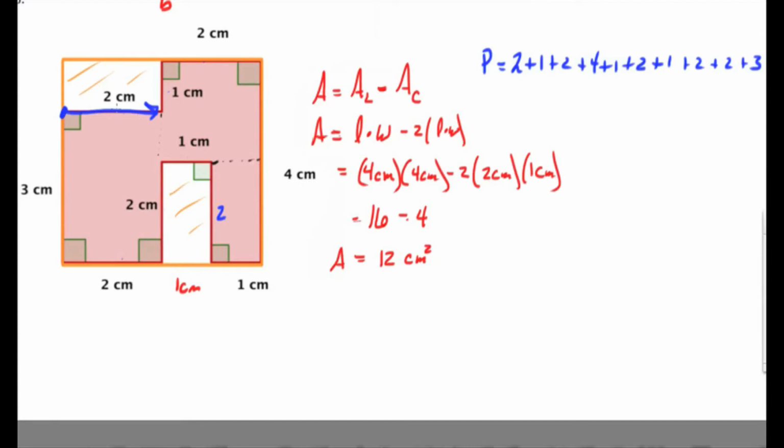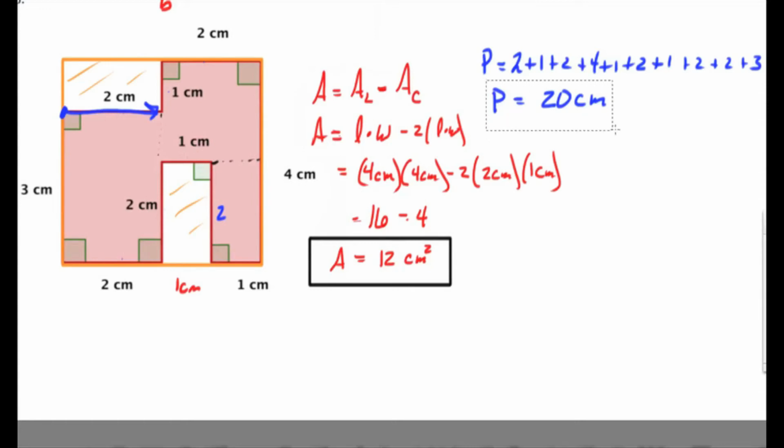Okay, so I think I got everything. So 2 plus 1 is 3, 5, 9, 10, 12, 13, 14, 15, 16, 17, 18, 19, 20. 20 centimeters is my perimeter. So my area is 12 centimeters squared, and my perimeter is 20 centimeters.